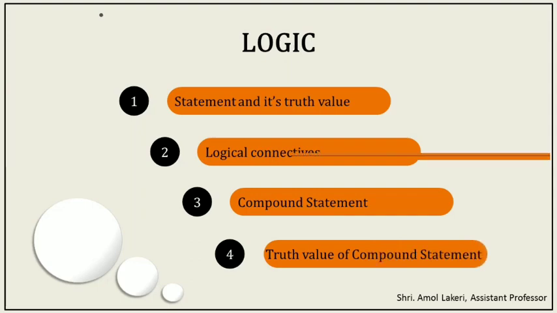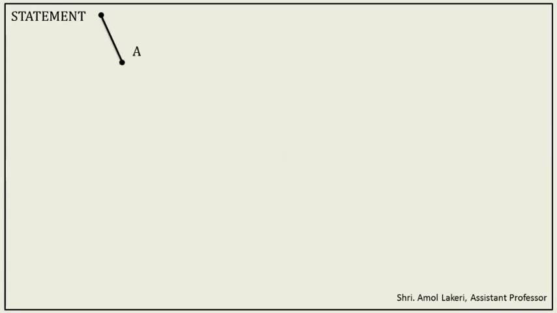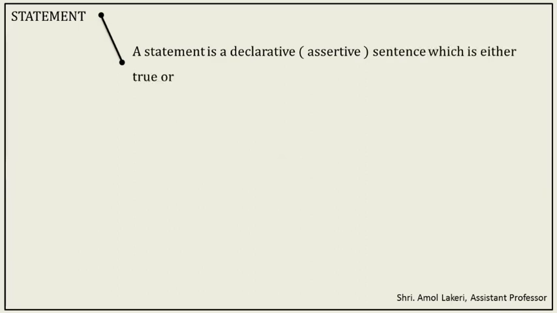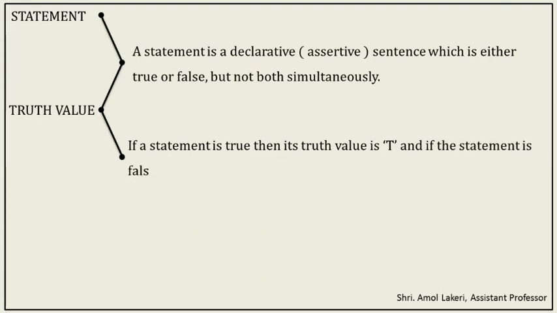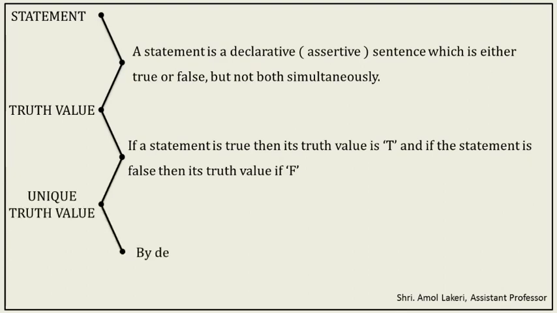Starting with the definition of statement: in view of mathematics, a statement is a declarative, that is assertive, sentence which is either true or false, but not both simultaneously. For the truth value, if a statement is true, then its truth value is T, and if the statement is false, then its truth value is F. And by definition, each statement is either true or false.